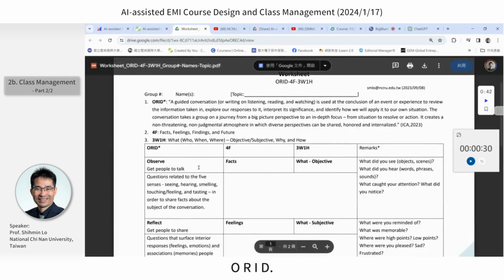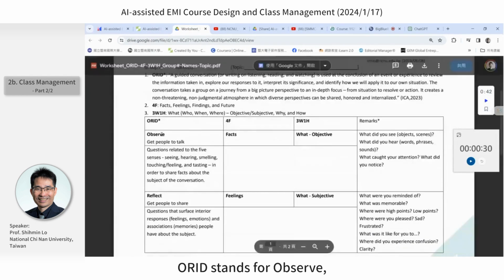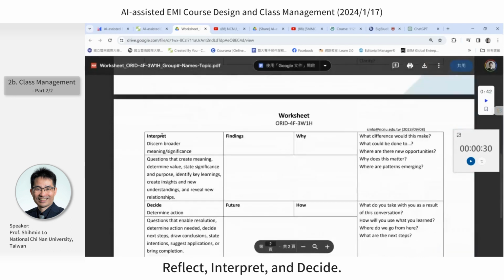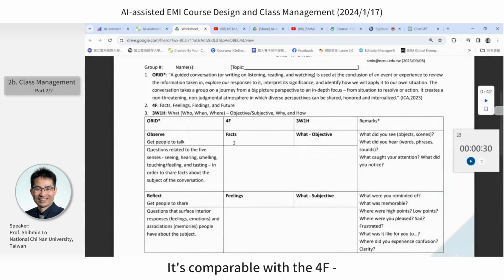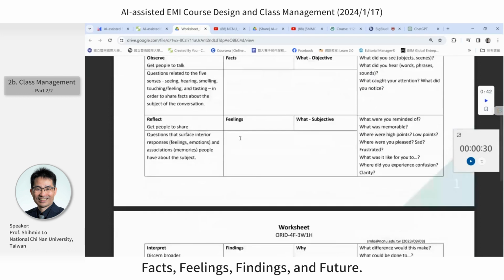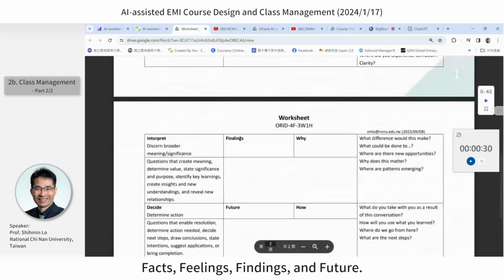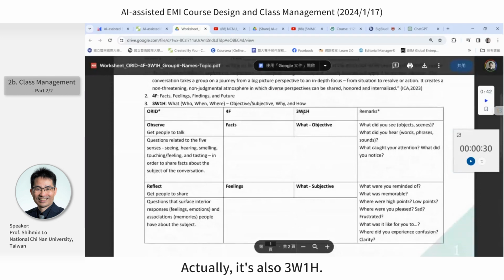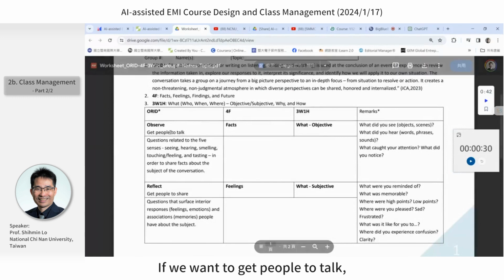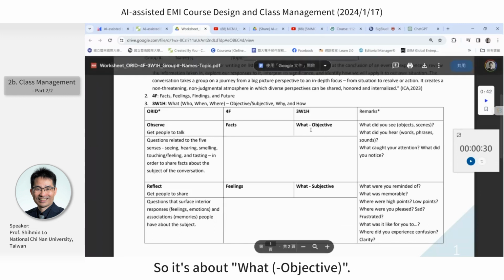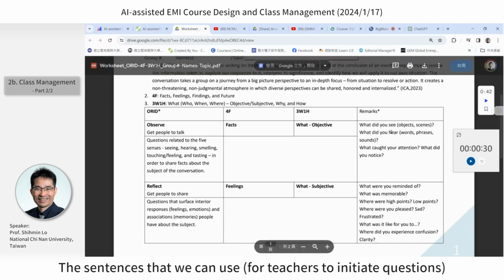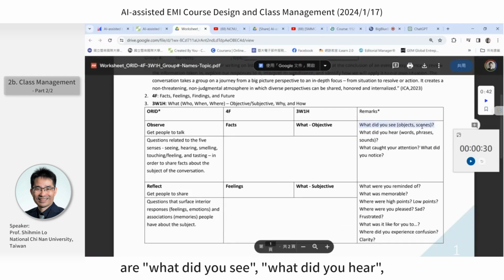ORID stands for observe, reflect, interpret, and decide. It's comparable with the 4F: facts, feelings, findings, and future. And actually, it's 3W1H. The first is observe, so get people to talk. If we want to get people to talk, we can ask them, what do they observe? What are the facts they have observed? So the sentences that we can use are: what did you see?